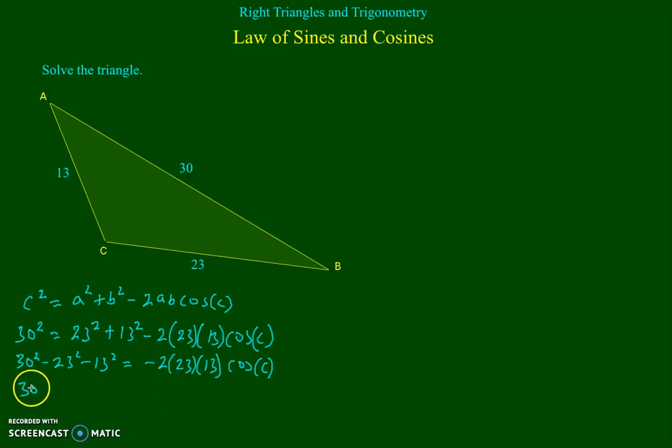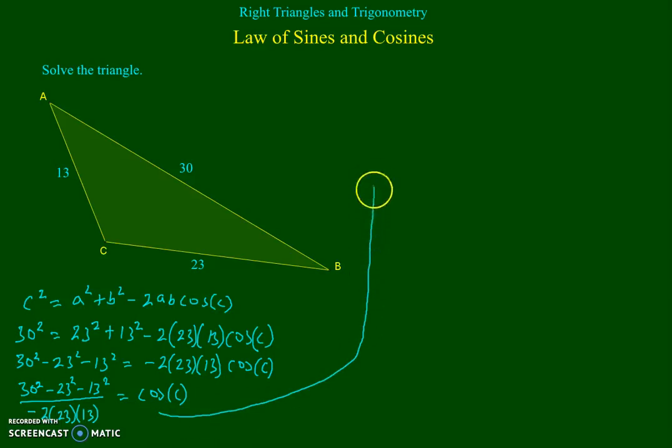So I'm going to divide both sides by this whole quantity here. So what we have is 30 squared minus 23 squared minus 13 squared over negative 2 times 23 times 13 equals cosine of C. And now finally, let's go ahead, move this all up over here, and we're going to take the arc cosine of both sides of this expression. So we have arc cos of 30 squared minus 23 squared minus 13 squared all over negative 2 times 23 times 13 equals C.